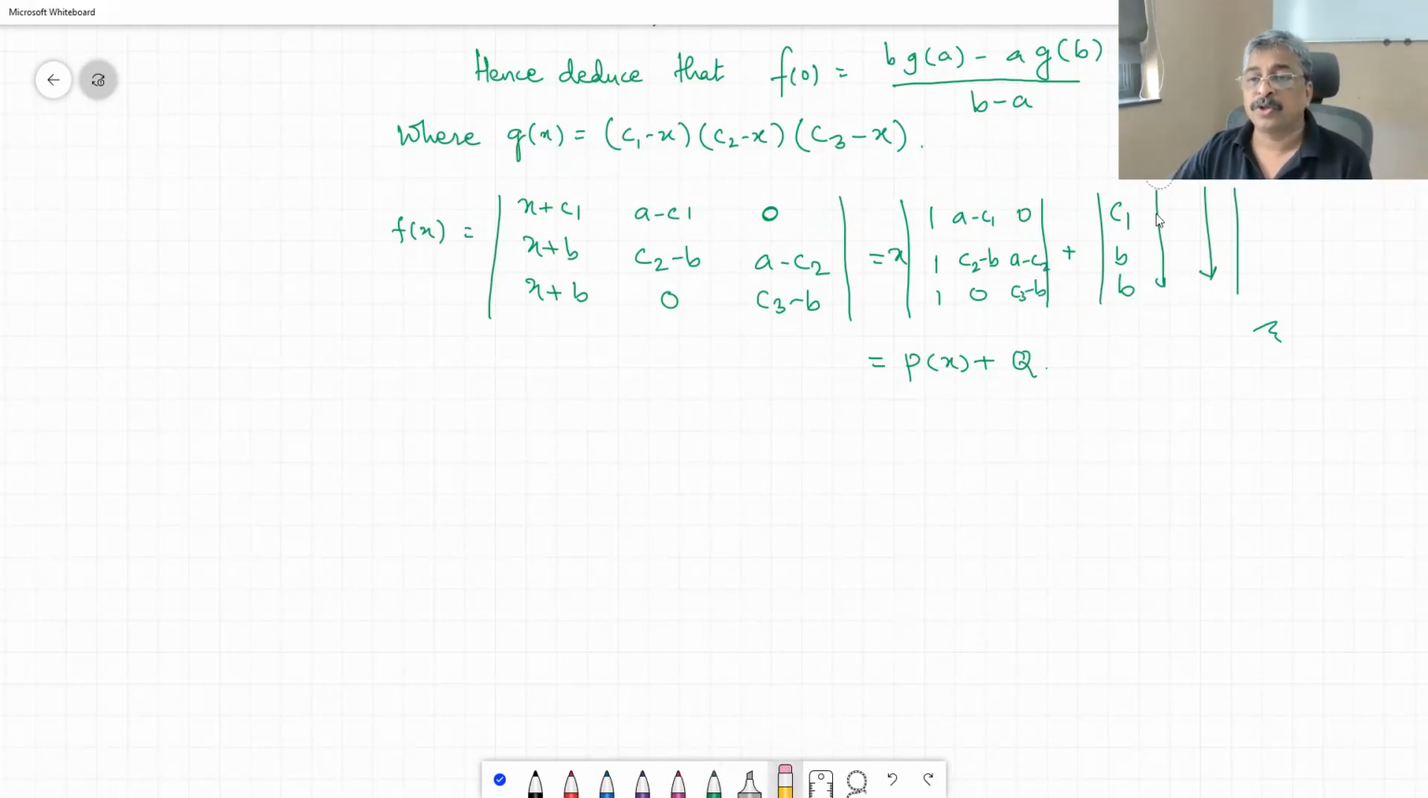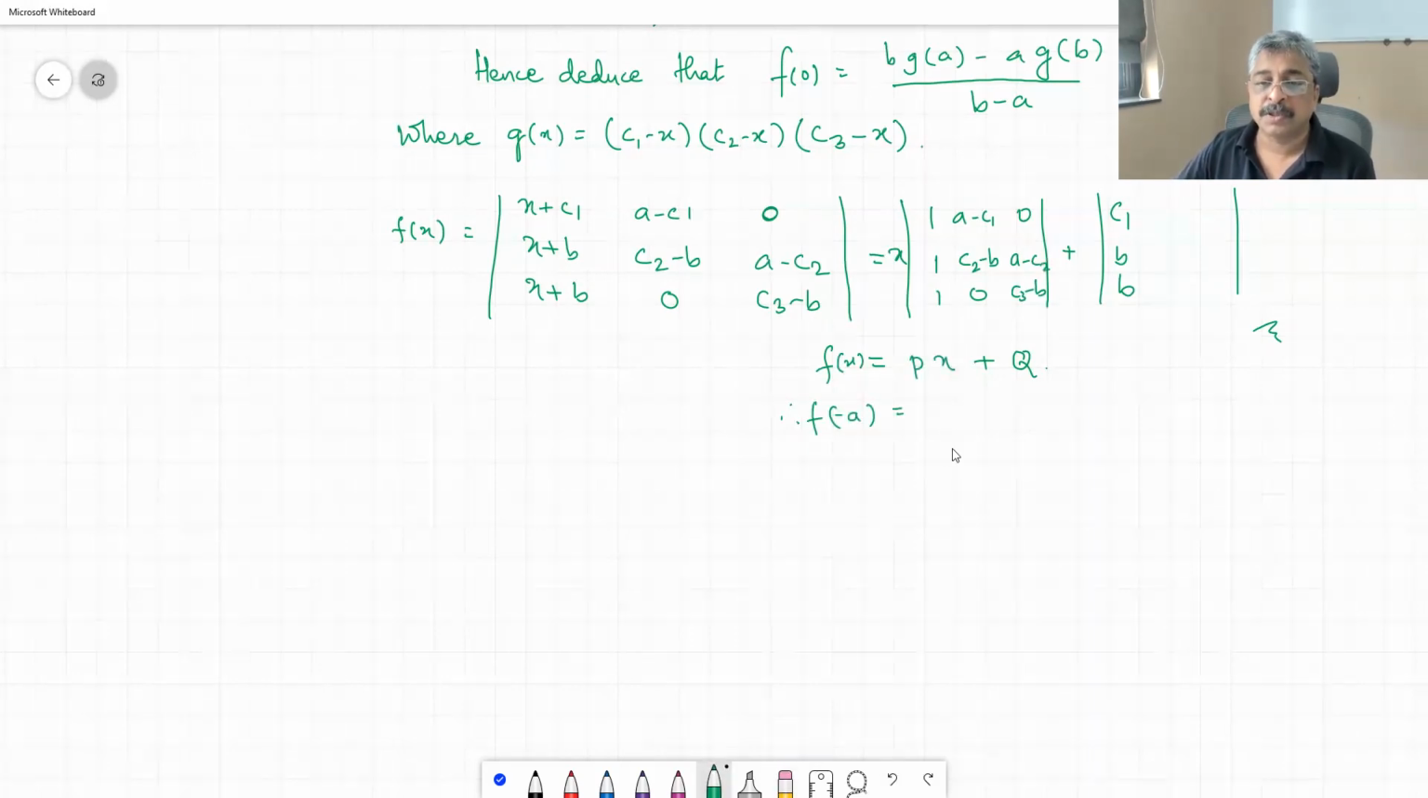Now what you are supposed to do is you have to identify this side. So this is f of x. So f of minus a is equal to p times x, P is a constant, so minus ap plus q. f of minus b is minus bp plus q.